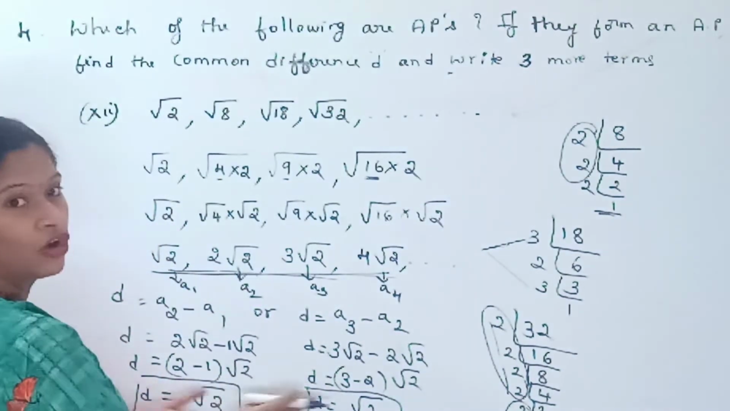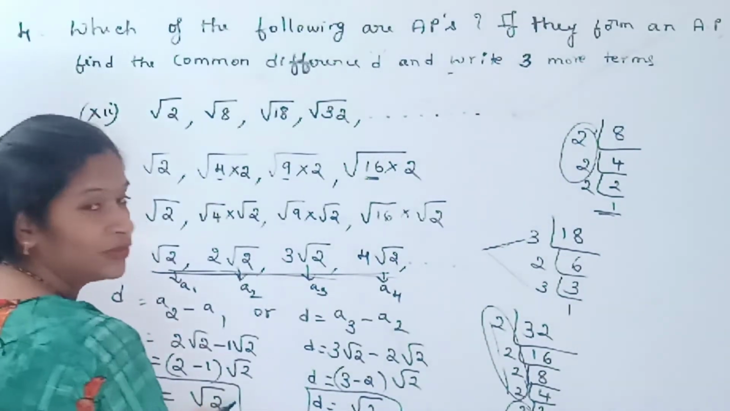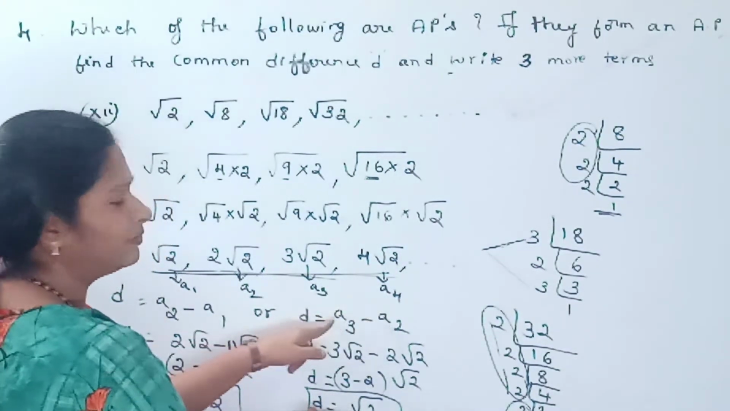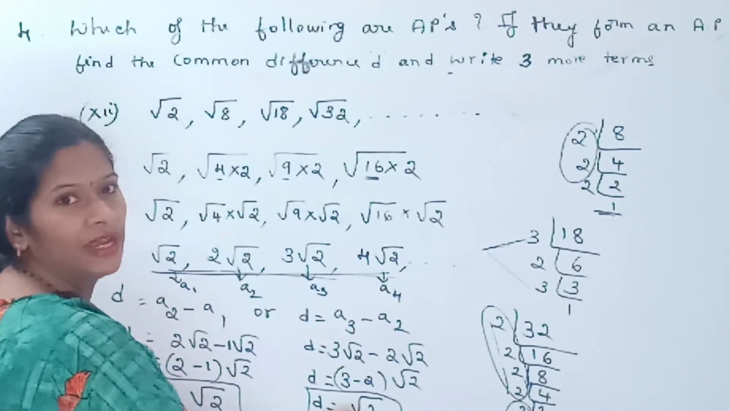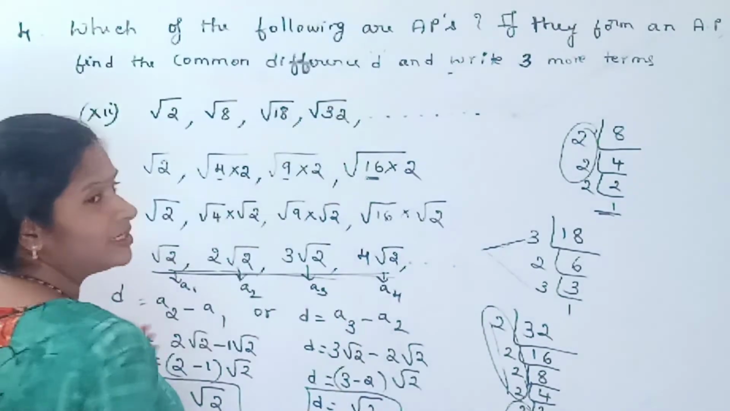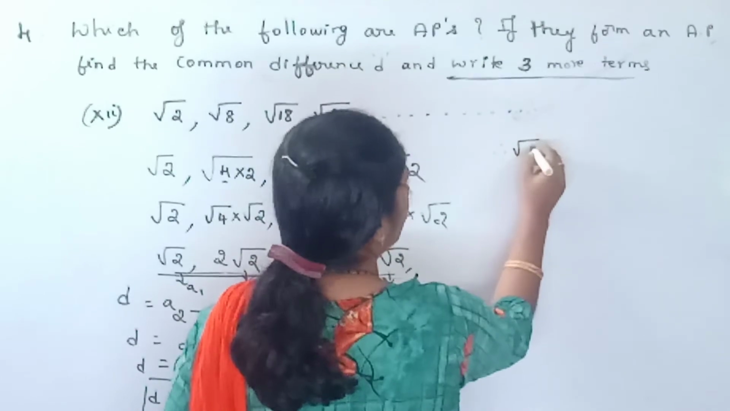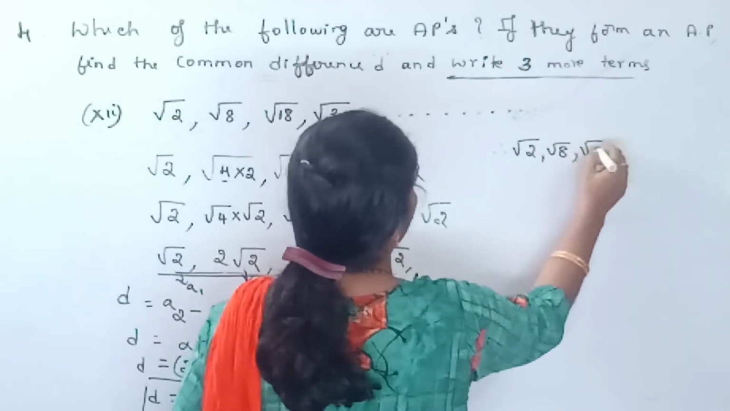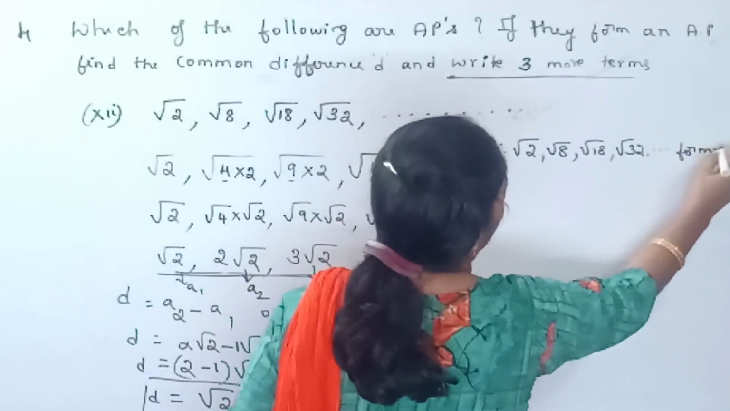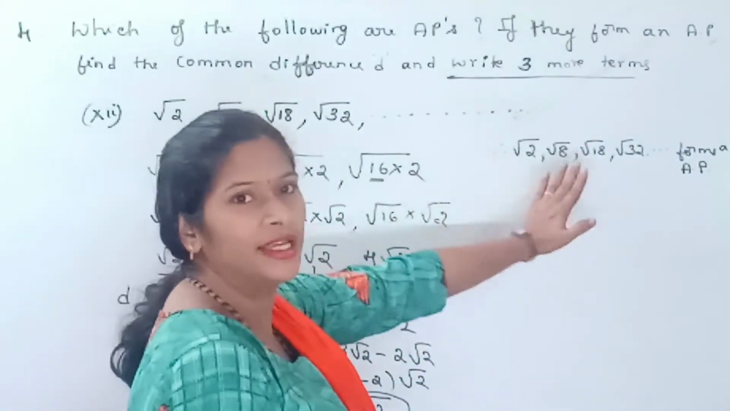See here, children, the common difference is same, isn't it? Here we are getting root 2, and after subtracting the second term from the third term also we are getting D value as root 2. So what is your conclusion? Therefore this list of numbers forms an AP. Let me write the conclusion here, children. Therefore root 2, root 8, root 18, root 32 forms an AP. Got it? This list of numbers forms an AP.